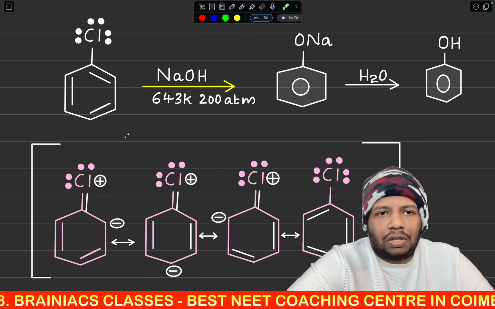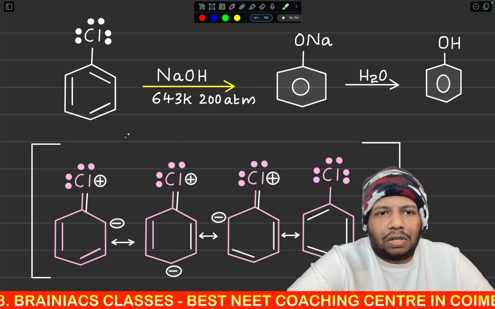Why is a positive charge coming? Because electrons are negatively charged and they are moving towards chlorine, so a positive charge develops here. Because of this positive charge, it will pull the OH minus. From where? You have a strong alkali, NaOH. We know that it is a strong electrolyte, it will undergo complete ionization and you will get OH minus, which is a strong nucleophile. This OH minus will try to attack this particular carbon.